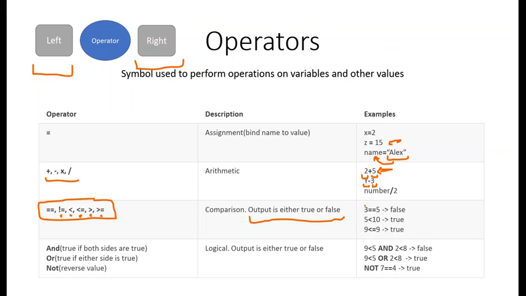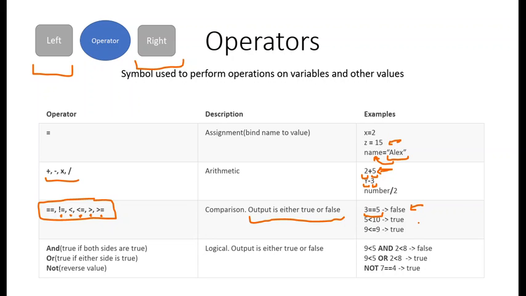We have 3 double equal 5. 3 is the left side, 5 is the right side, and double equal is the operator. Now here we are asking the question, is 3 equal to 5? Clearly, the output will be false. Remember, the output of these operators is either true or false. True means something like yes, and false means something like no.